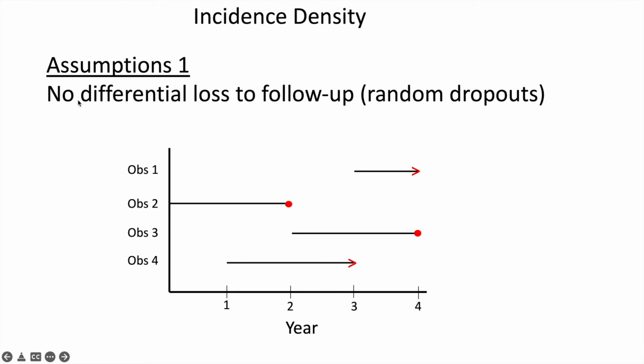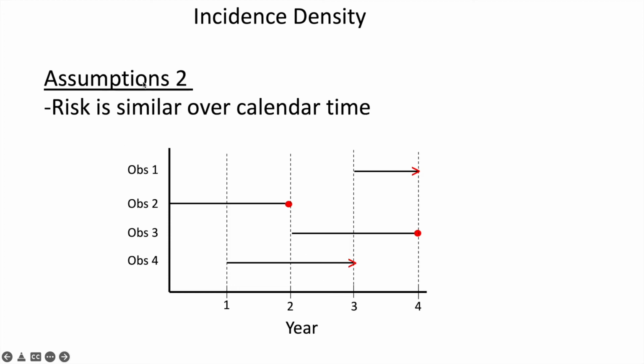So our first assumption, like I said, is there's no differential loss to follow-up, where we want to be able to say that this person didn't leave the study for a reason that's related to the exposure or outcome. It happened at random. Also, assumption 2 is that there's no systematic differences in risk over calendar time, where we want to be able to say that the year this person contributed is equivalent to this year contributed by this person and this other year.